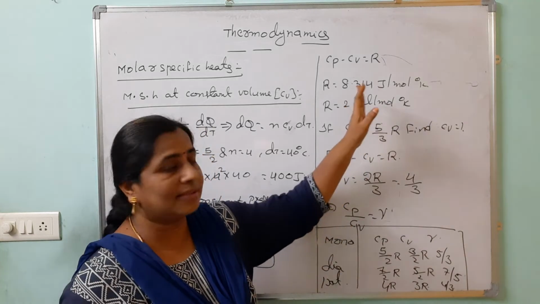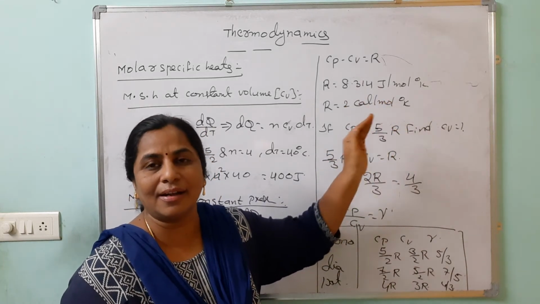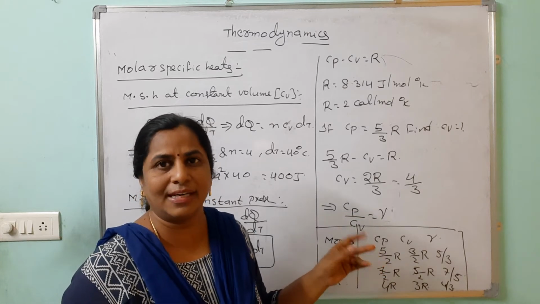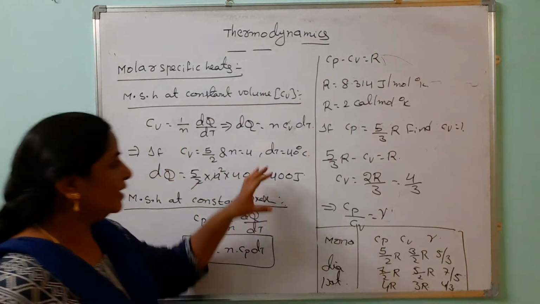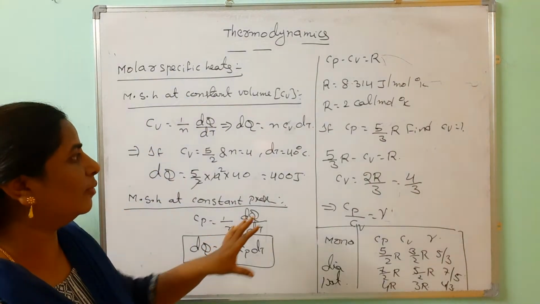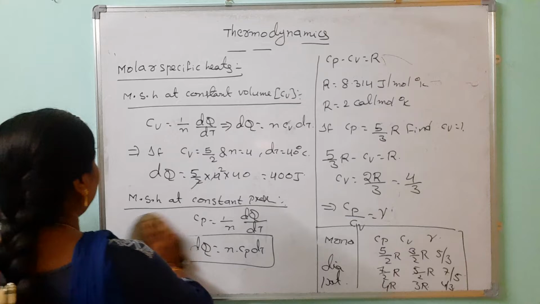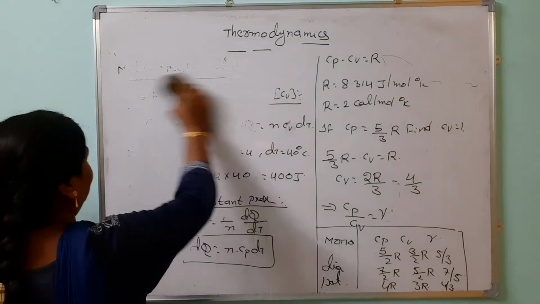You should remember Cp minus Cv equals R, and we have to remember Cp by Cv, that is the ratio of the specific heats. It is represented by gamma. So these are the two types of molar specific heats. Then we are going to discuss the zeroth law of thermodynamics.